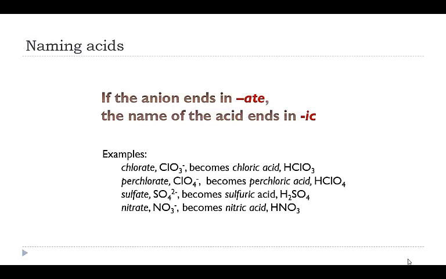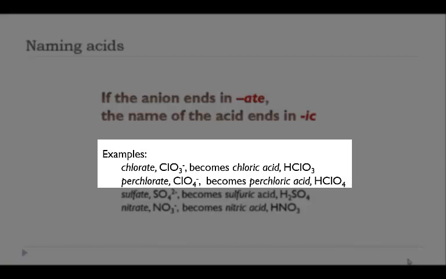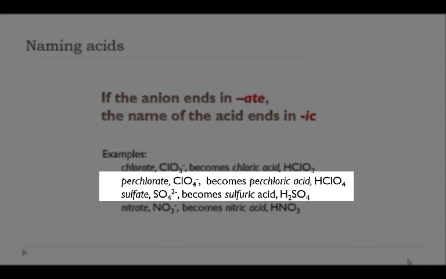If the anion ends in ate, then the name of the acid ends in ic. So for example, chlorate becomes chloric acid. Ate becomes ic. Chlorate becomes chloric acid. Perchlorate, ClO4-, you put a hydrogen on it so that it's a neutral compound. It's now an acid, and it becomes perchloric acid. Sulfate, SO4 2-, you put 2 hydrogens on it, and now it's a neutral compound. It's an acid, and that is sulfuric acid. So sulfate becomes sulfuric acid.